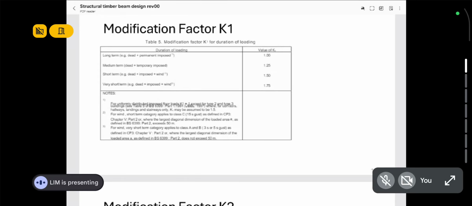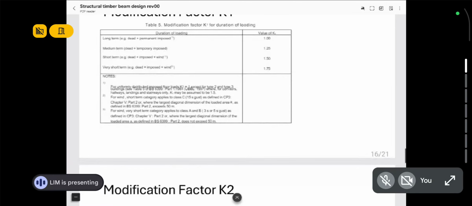Okay, so for long-term loads, that plus imposed means live load. Basically, for long-term loading, K1, you use 1. But for medium-term loading, you use 1.25. Short-term loading, you use 1.5. And very short-term loading, you use 1.75. So the shorter the duration of the loading, the higher the K1 you use. Okay, so that's K1, simple.